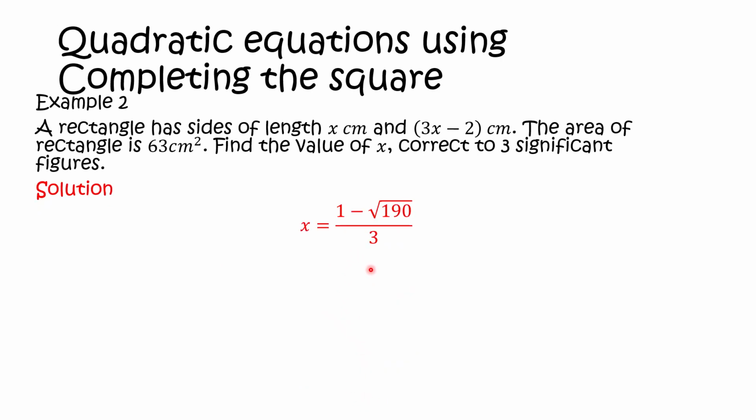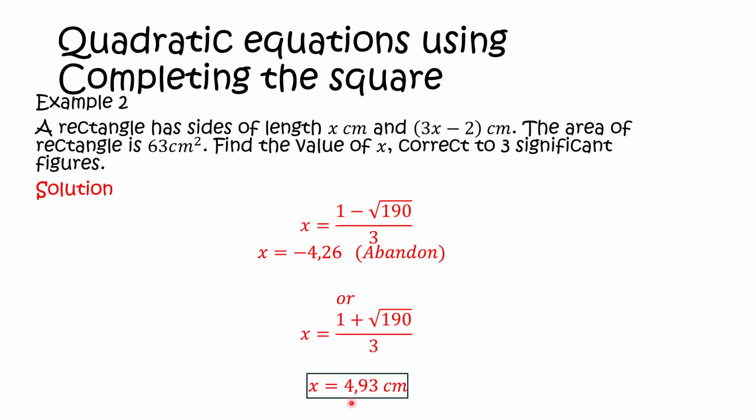We move on to separating the negative and the positive. So we'll start with the negative. With the negative, we get a negative value of minus 4.26. So we abandon this one because we know that when we're dealing with length and width, we cannot have negatives. So this one is abandoned. Or we consider the positive bit, which would then give us x is equal to 4.93 centimeters. And that's the only logical answer we can have.